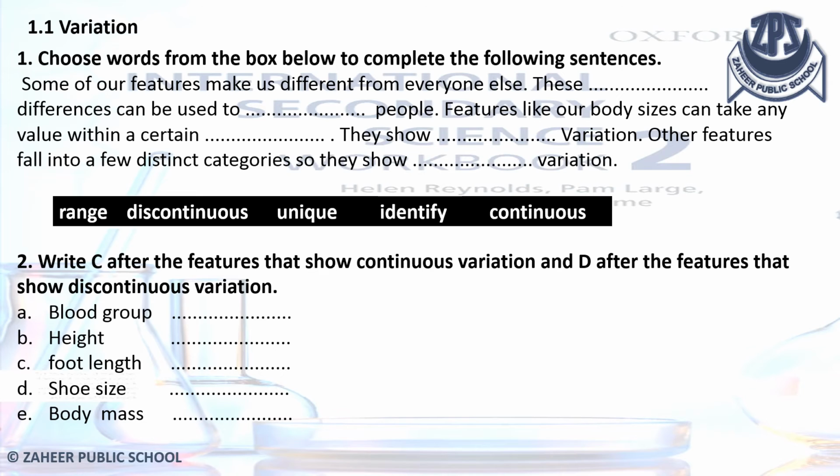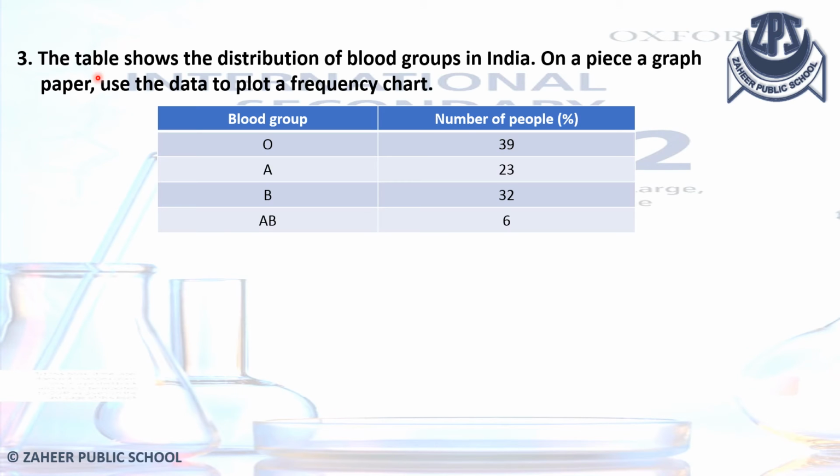And in the second exercise, there are some features given to you, and these features show continuous and discontinuous variation. So you have to write C after the features which show continuous variation, and D after the features that show discontinuous variation. In the third exercise, there's a table shown to you which is the distribution of the blood groups.